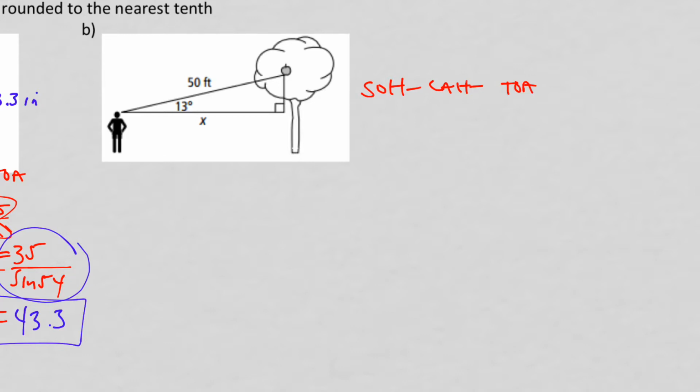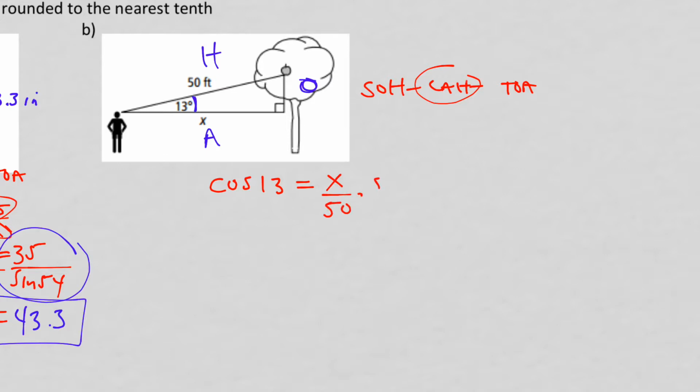Again, first picking a reference angle, so that's 13. So my hypotenuse will be 50, side opposite and side adjacent. Because at this point I'm not going to use the opposite side, I'm going to use A and H here. I'm going to use cosine. So I'm going to say cosine of 13 degrees equals adjacent over hypotenuse.